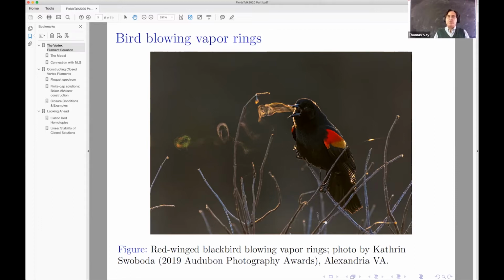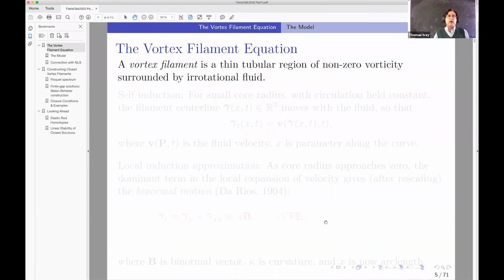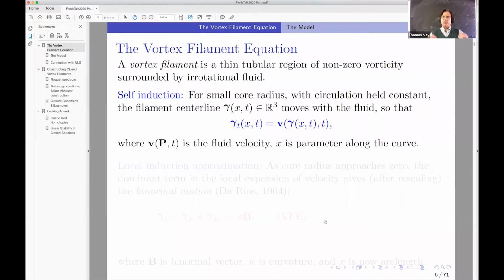So the VFE is sometimes known as the smoke ring flow, but we'll call it the vortex filament equation. And remember that, of course, a vortex filament is a thin tubular region of non-zero vorticity surrounded by irrotational fluid. And it moves under self-induction. If you have a small core radius and circulation held constant, then that center line moves with the fluid, and so it points along it. It's just the velocity at those points along the curve. And x I'm going to use as a longitudinal parameter along the curve, and of course t is time.